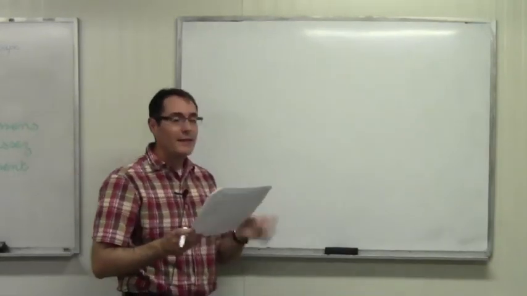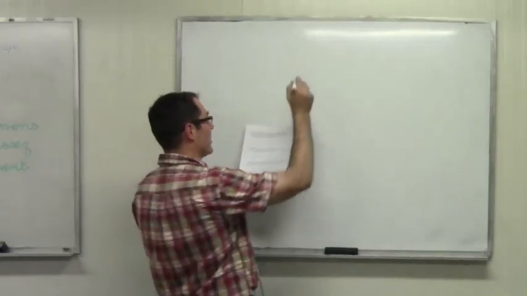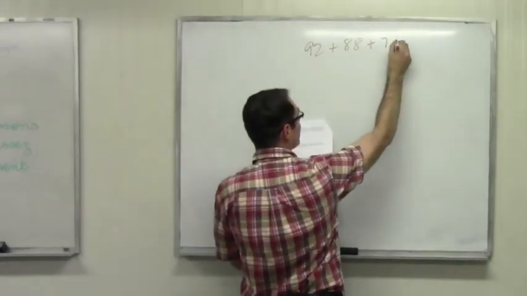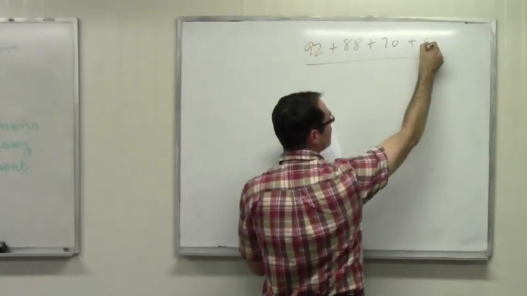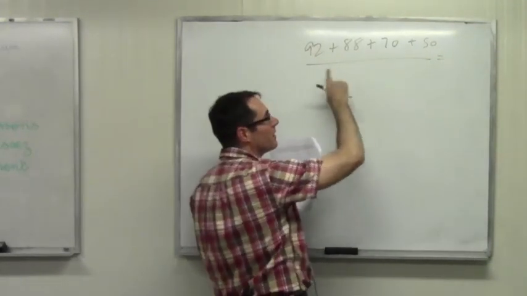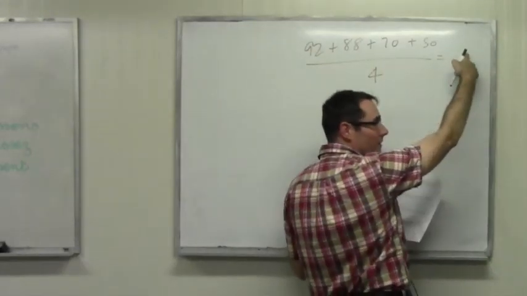OK. Let's say I knew all four of my grades. 3 of the grades are 92, 88, 70, and some other one that I don't know. Let's say it was 50. What would I do to find my average? Add it all together and divide by 4. And that would give me some value here.